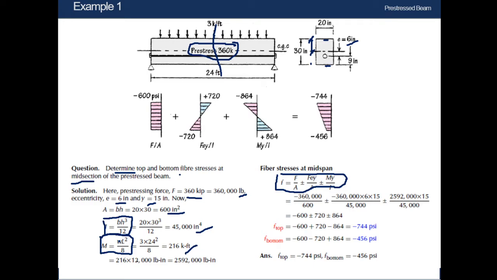So if we want to convert it into pound, it is kip feet. Kip means kilopound. So for converting it into pound and into inch, we will need to multiply with 12 and 1000. That means in total 12,000. So we will get the value as 2592340 pound inch. So we have got all the values. Now we'll be plugging those values here in the formula. Now we will get something like this one.